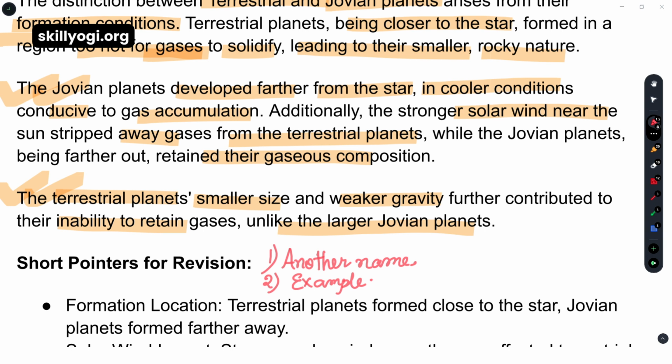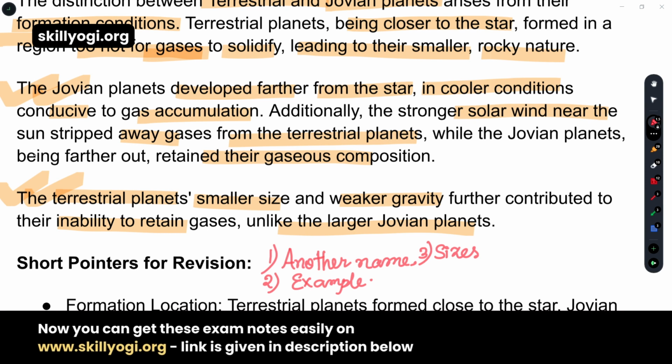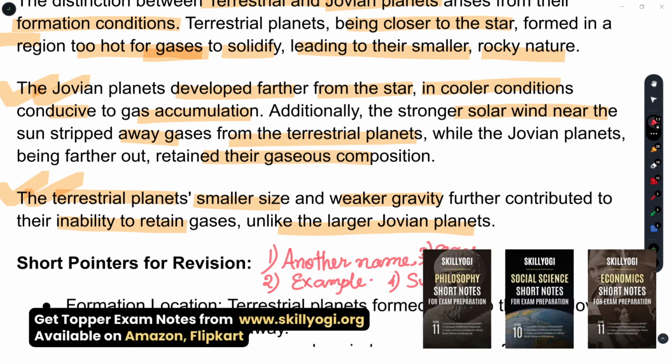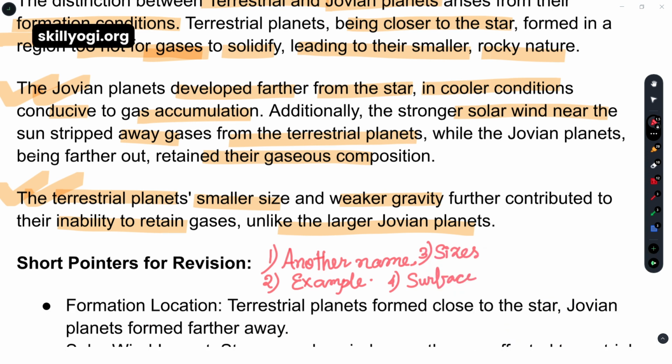Next, their sizes. All of the terrestrial planets' sizes are small, and the Jovian planets' sizes are huge. After that, their surface. The surfaces of terrestrial planets are mainly rocky in nature and contain massive iron ores. And Jovian planets do not have solid surfaces. Instead, they are composed primarily of hydrogen and helium.